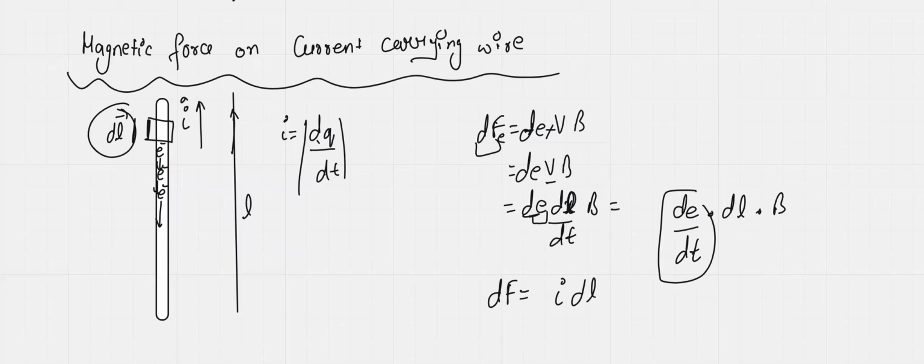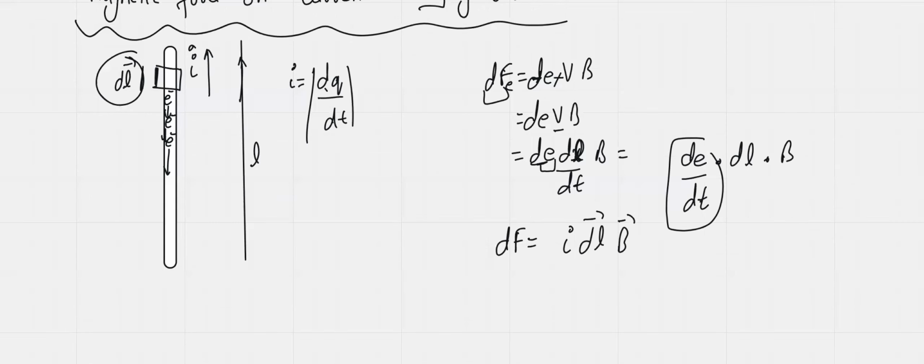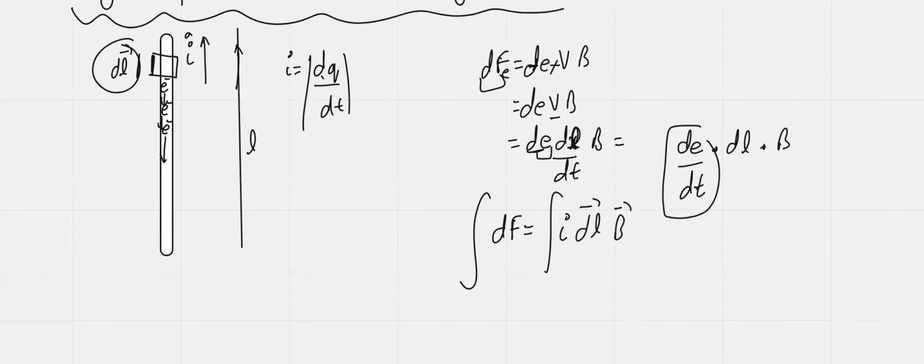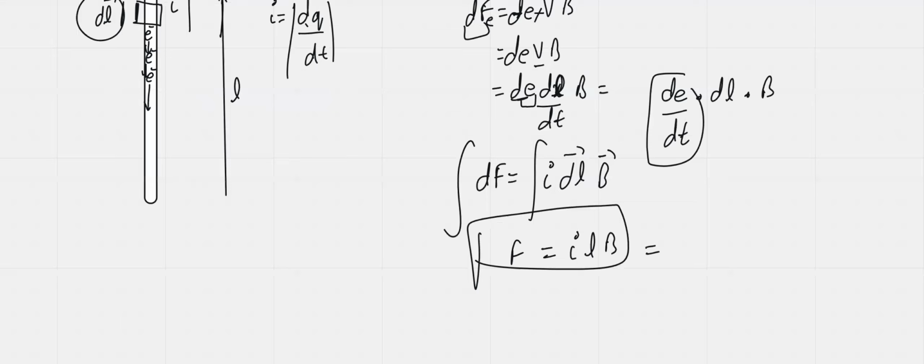Is that the only thing? Yes, that's the only thing. That's the formula for your force. Now I just need to integrate it. If I integrate this, what am I going to get? Force equals I L B. Now if I have to keep it in vector form, F is equal to I, because this is a tensor quantity, L cross B.